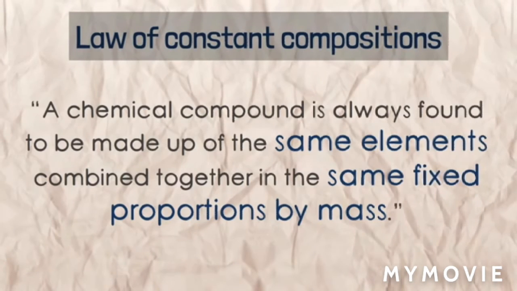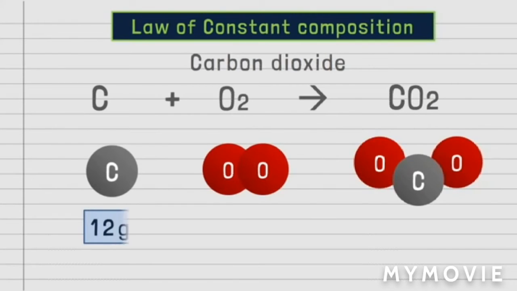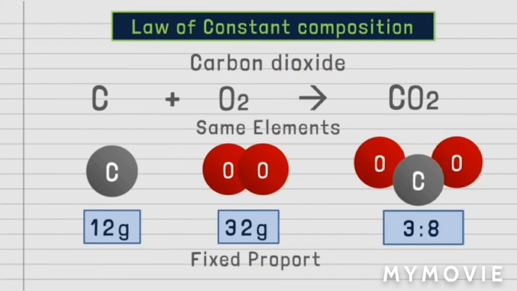Law of constant composition: a chemical compound is always found to be made up of the same elements combined together in the same fixed proportion by mass. Let's take an example of carbon dioxide. Carbon dioxide has 12 grams of carbon for every 32 grams of oxygen. So in carbon dioxide, the ratio of carbon to oxygen is 12 ratio 32, that gives 3 ratio 8. So carbon dioxide is following the law of constant composition, as it is always made up of the same elements, carbon and oxygen, and always mixed in a fixed proportion of 3 ratio 8.